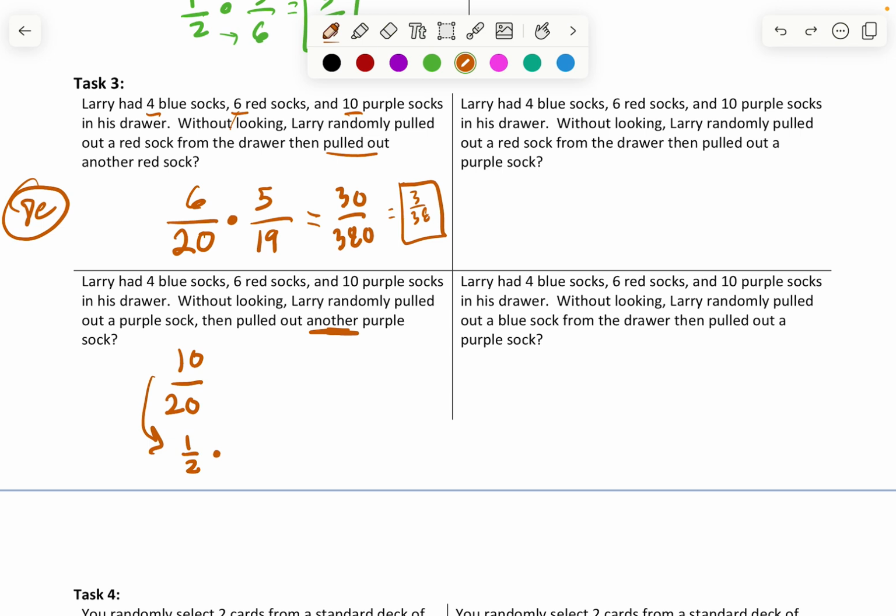Okay, so we pulled out one. I'll stay in the vein of the first one. We pulled out a purple sock, so that should take the 10 down to 9. And we have 1 less sock, so it should be 19. So it's very similar to last time.